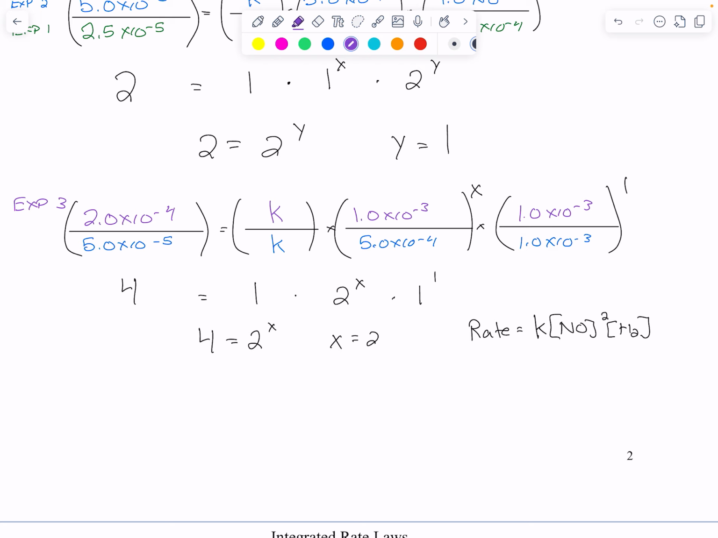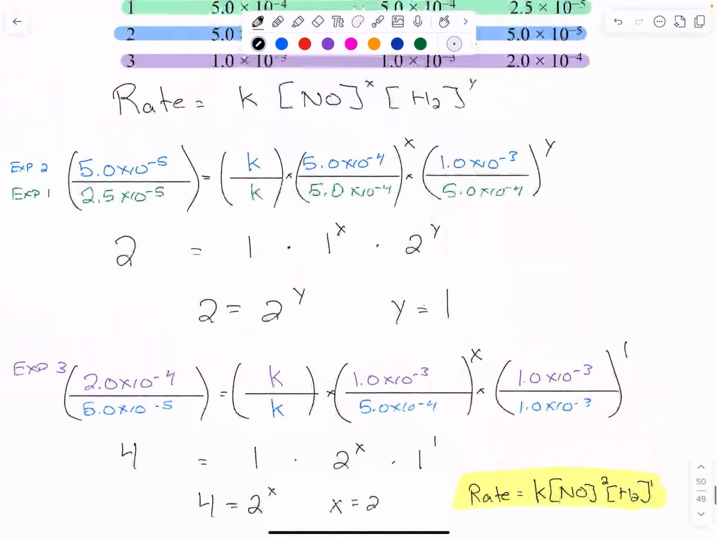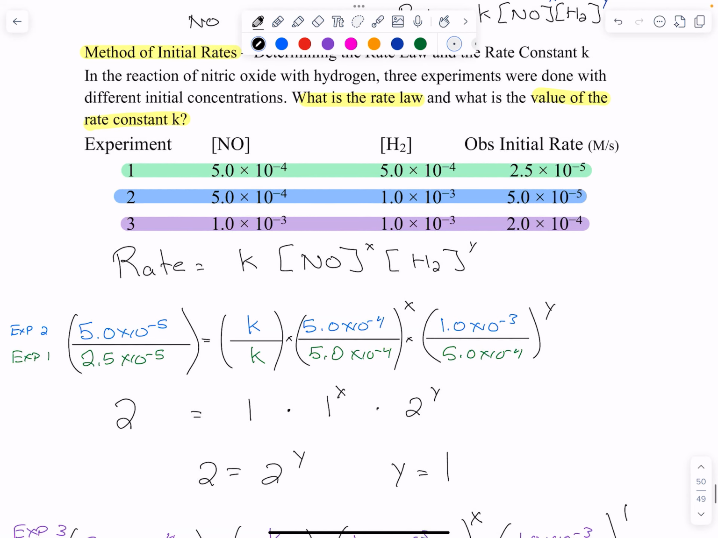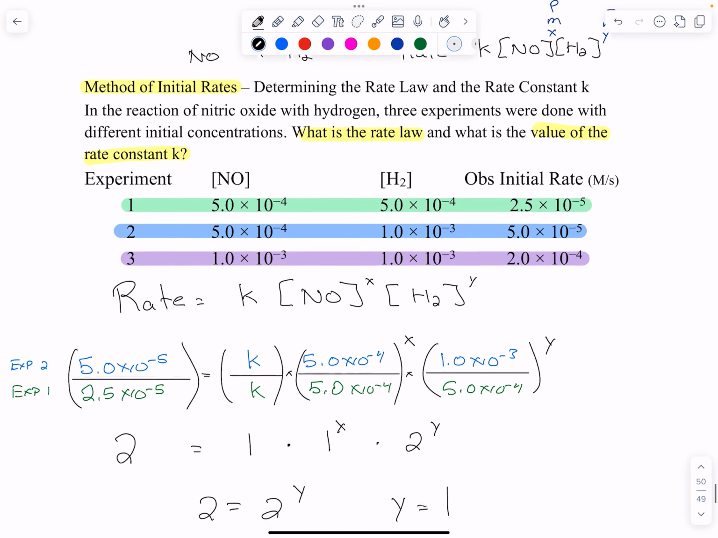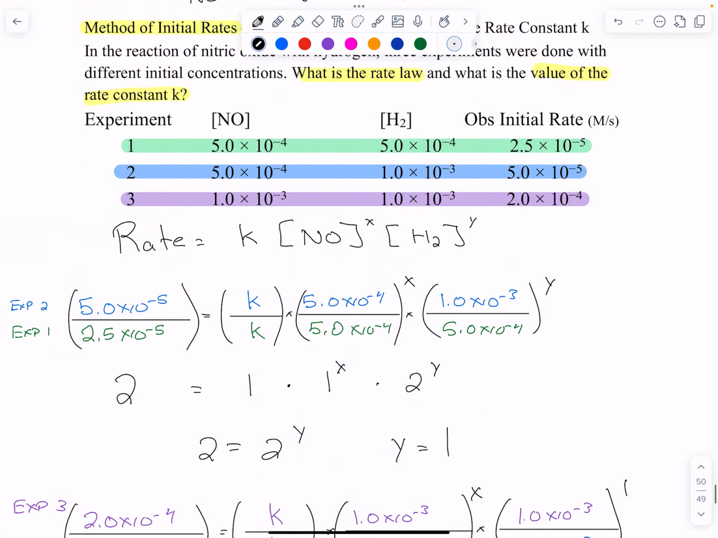So there is the first part of the answer. All right? And if you want to write a 1 here, just to be careful, you can. That's okay. Now, there's a next part. And that next part asked, what's the value of K? All right? It doesn't matter which one you pick.